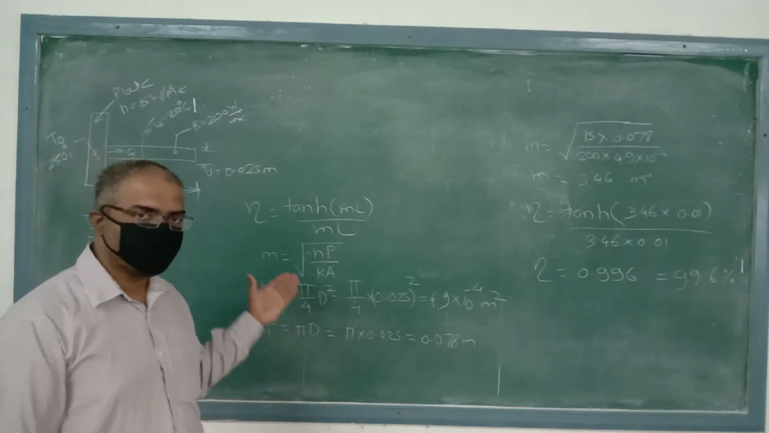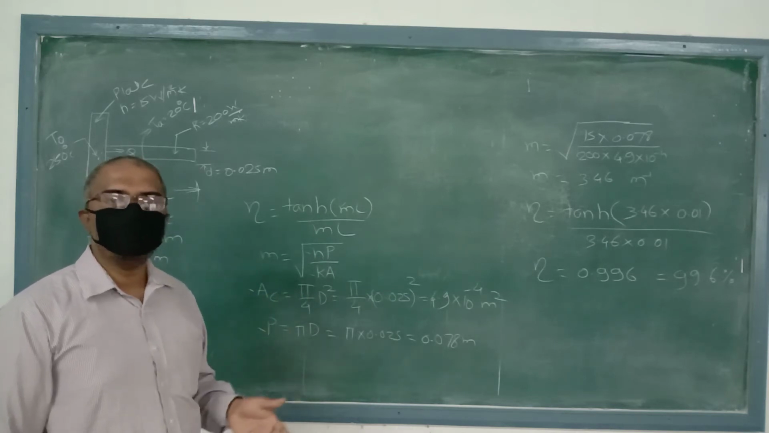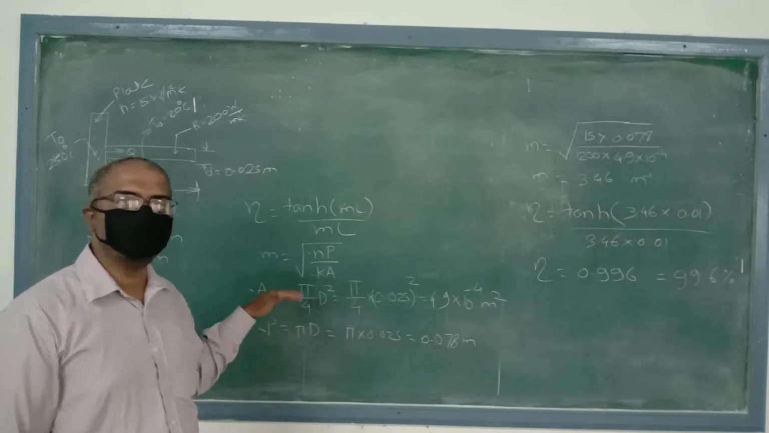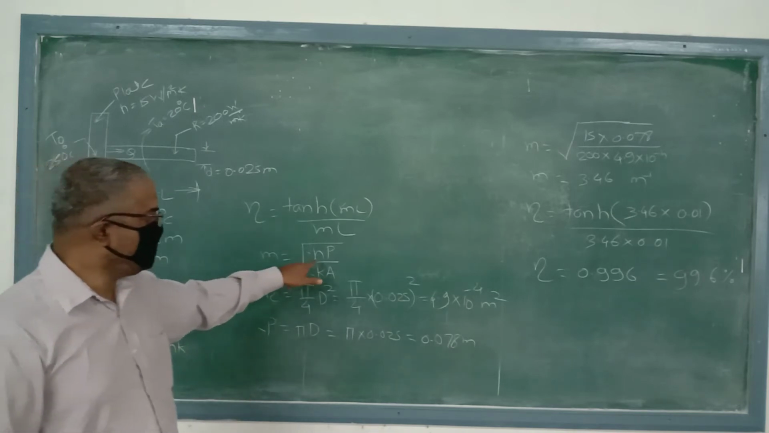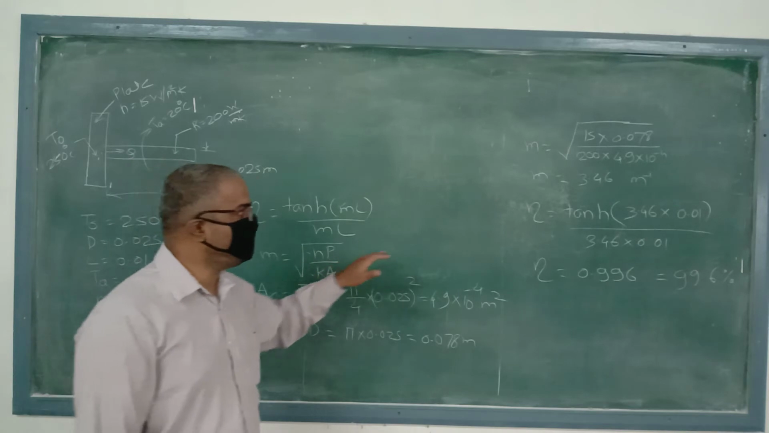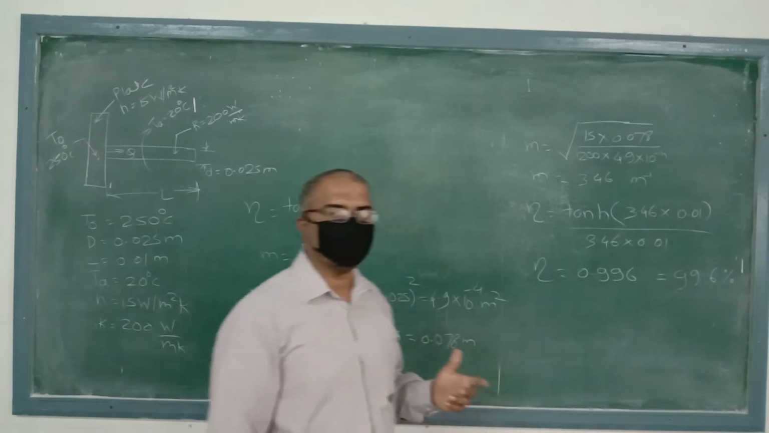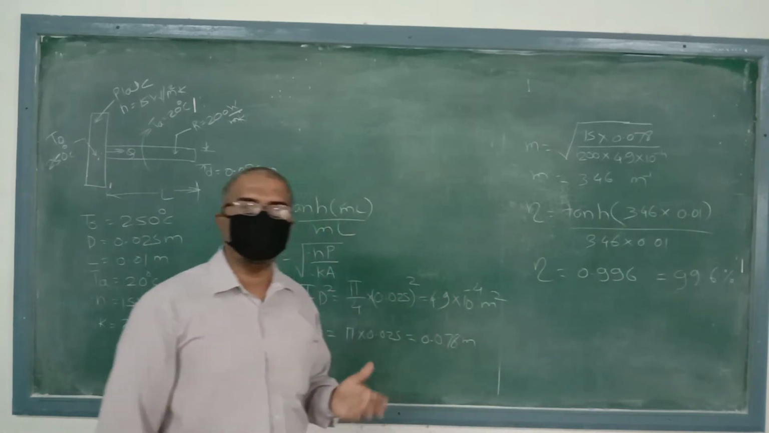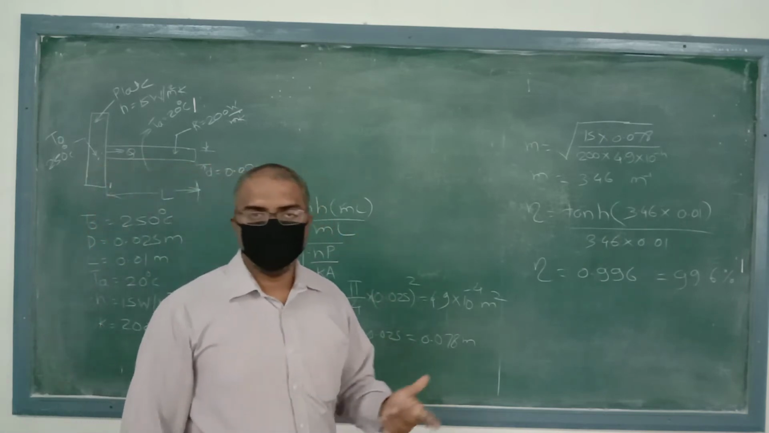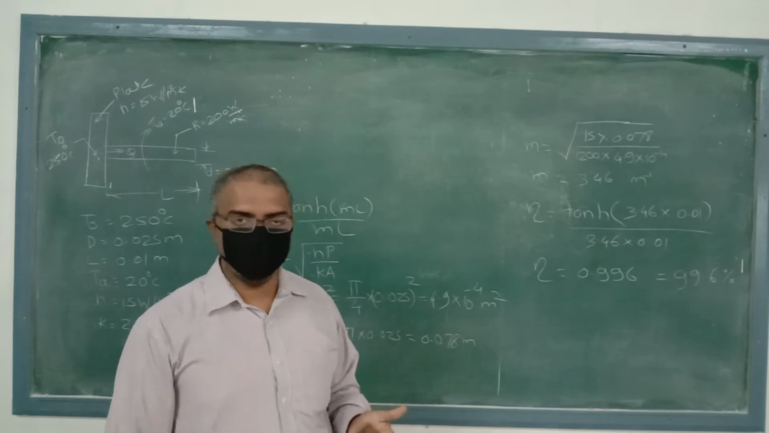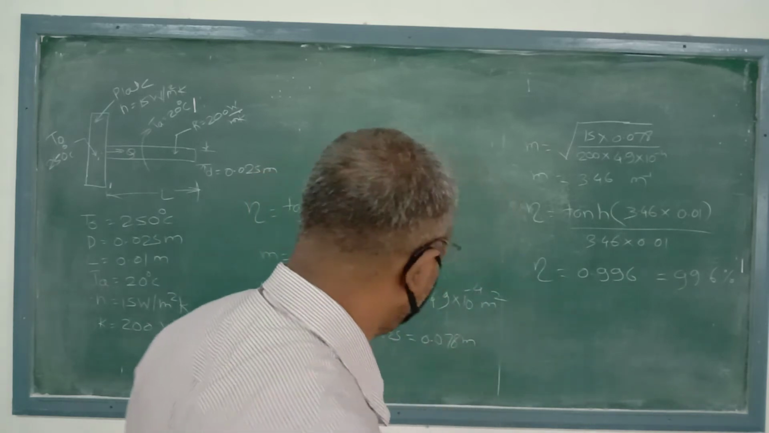In this formula, we have to find the area and the perimeter. So we have calculated the area and perimeter. We substitute the value of the cross section area and the perimeter, and the values of h and k are given in the problem. In this way we have calculated the value of m. Once you have the value of m, you can substitute m and the length into the efficiency formula. You get the efficiency of that rod which works as a fin. So this is the first problem related to the fin.